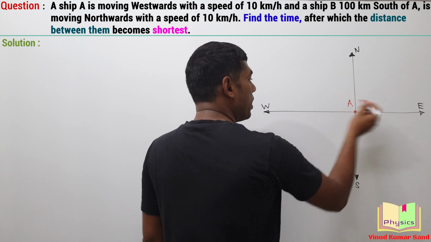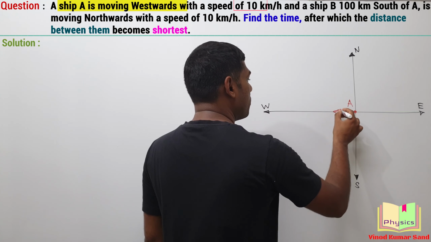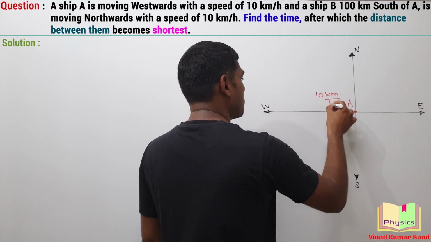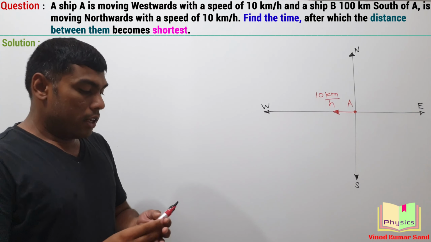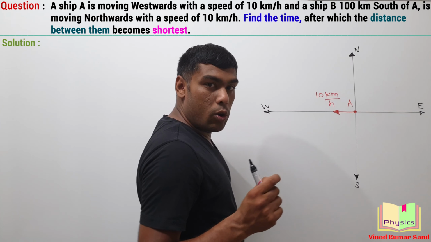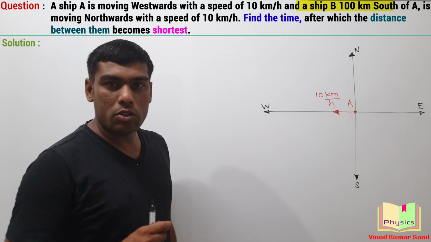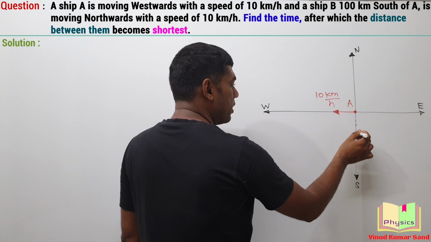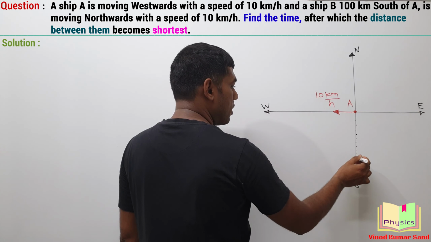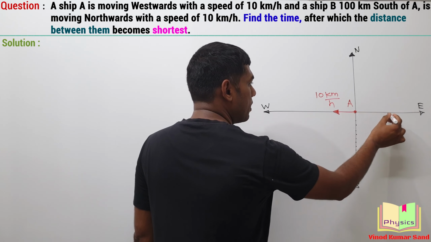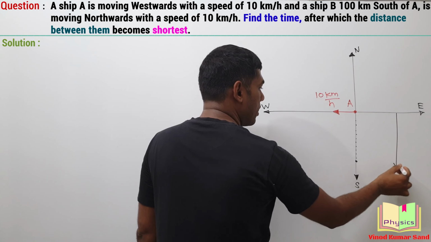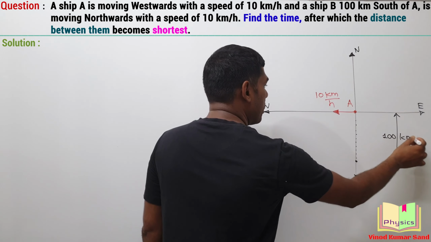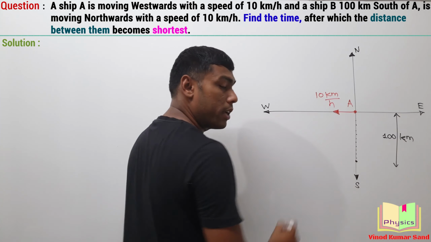According to the problem statement, there is ship A. Ship A is moving westwards with a speed of 10 km per hour. It's given to us in the question. A ship B is located 100 km south of A. So from A we need to go 100 km south. Let's say we consider this distance as 100 km. Agree? It is 100 km south of A.